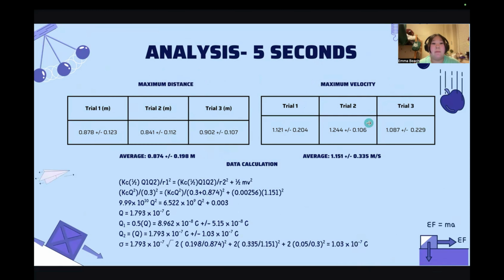For trial 1, the maximum distance was 0.878 meters. For trial 2, it was 0.841, and for trial 3, it was 0.902. Our maximum velocity for trial 1 was 1.121, for trial 2 was 1.244, and for trial 3 was 1.087. The average of the distance was 0.874, and the average for velocity was 1.151.